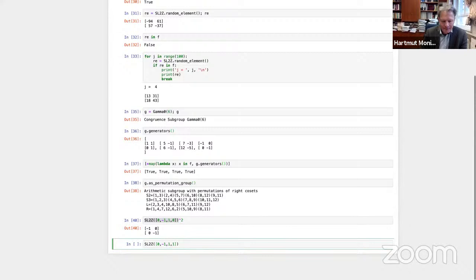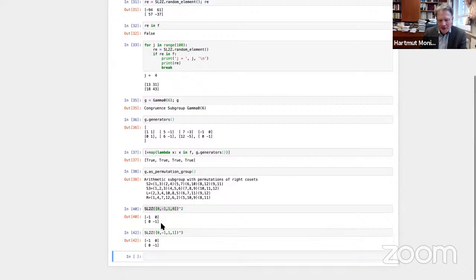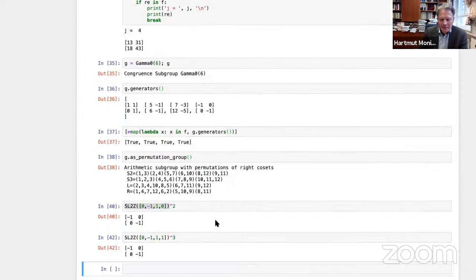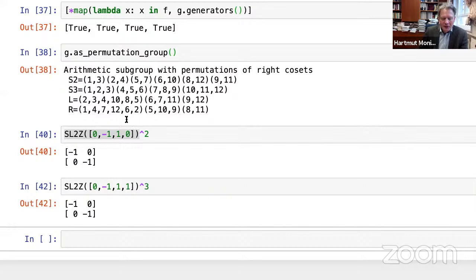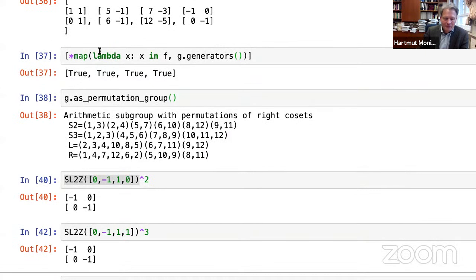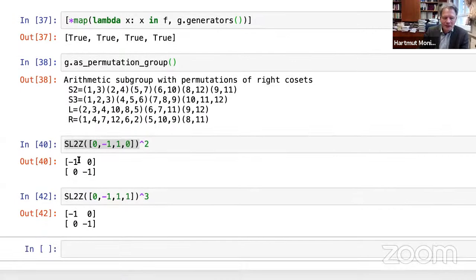Okay, that's an element in SL2Z. And if I take that to the power 3, you see again that in PSL2Z this is 1. All right, can you see that? So what I'm saying here is take the coset representation of Gamma0(6), take the coset representative, multiply it with this matrix S2, and then look at which coset you land in, and that will give you exactly these permutations.